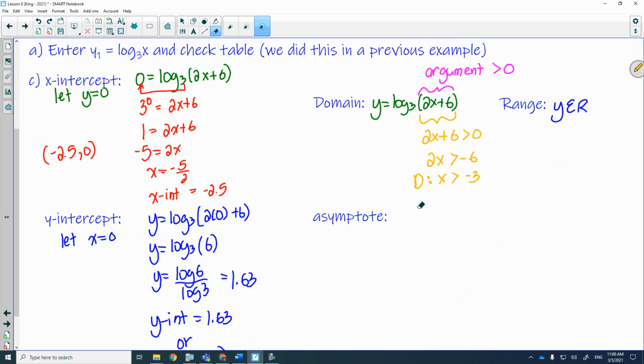Once you have the domain of the graph, the asymptote becomes easy. Take out this inequality and put in an equals. You just have to remember if it's a log graph, it's a vertical asymptote at x is equal to negative 3. So this graph would have a VA at x is equal to negative 3. And then we've answered absolutely anything I could ask you about this log graph.